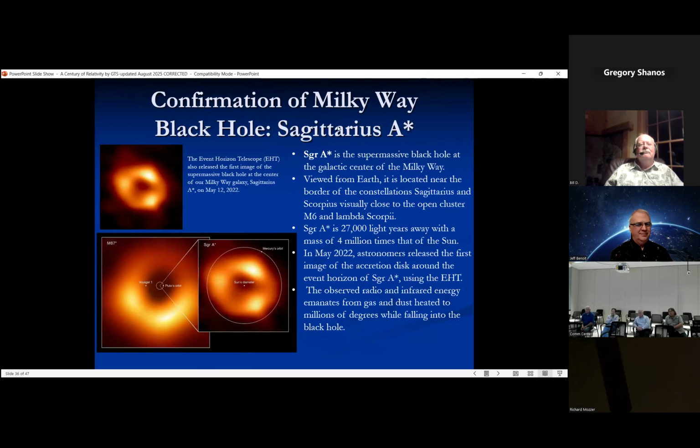And then our own Milky Way galaxy has a black hole too, Sagittarius A. It's right near M6 and Lambda Scorpii. And notice the one in M87 is a monster. Here's ours, Sagittarius A, and it'll fit in here in M87. Look at that. So M87 is a monster, and that's the elliptical galaxy in Virgo.